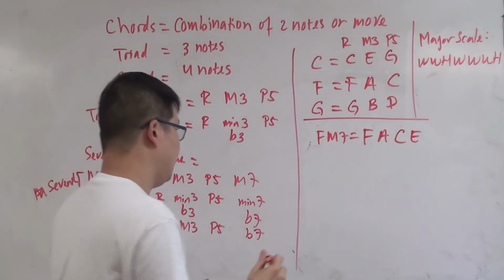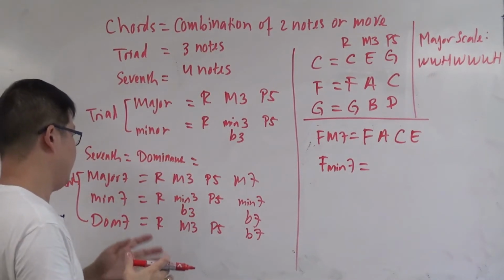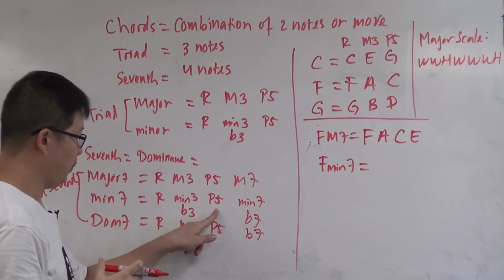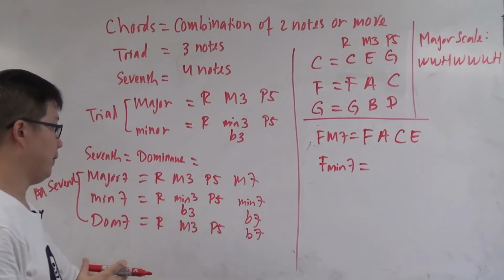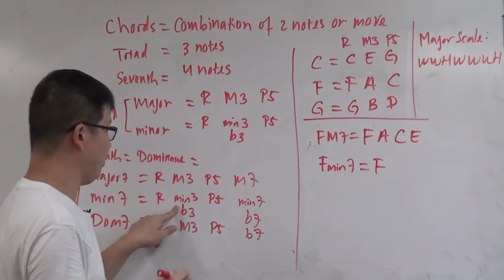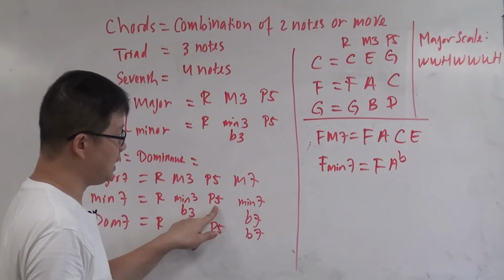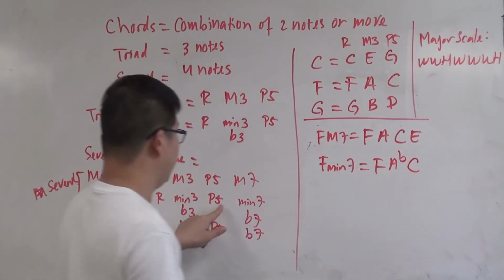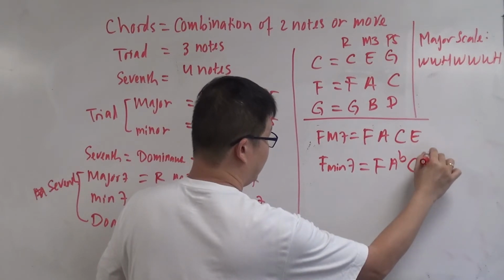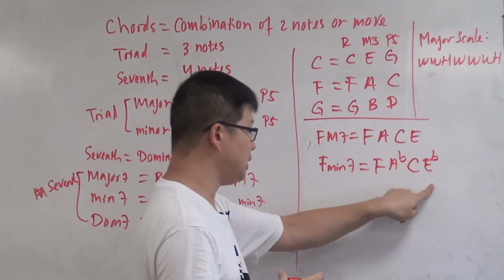Now let's move on. Let's say we want to build F minor 7. The formula says for minor 7 chords, you must have root, minor third or flat 3, perfect fifth, and minor 7 or flat 7. So the root is F. Minor third of F or flat 3 of F is A flat. The perfect fifth of F is C. The minor 7 or flat 7 of F is E flat. Why E flat? Because E is a major 7, and then we want to have a flat 7, which is E flat.